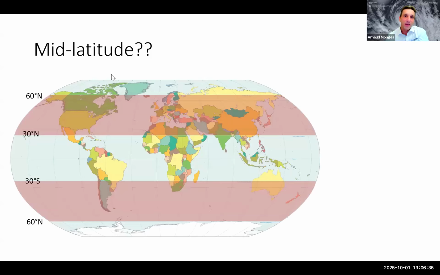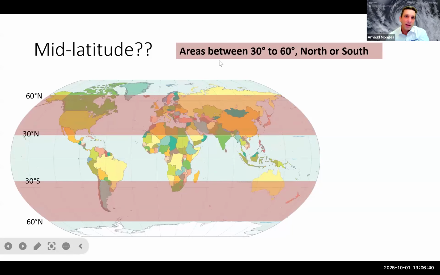By mid-latitude, I am referring to those colored areas. Those are the latitudes between 30 degrees and 60 degrees, either in the north or the south hemisphere. And it happens to be where most of the humans are living. So you are probably living in the mid-latitude where you are right now. For example, I'm talking about the US, Europe, or Japan. In the south, it will be New Zealand, the southern part of Australia, South Africa, etc.